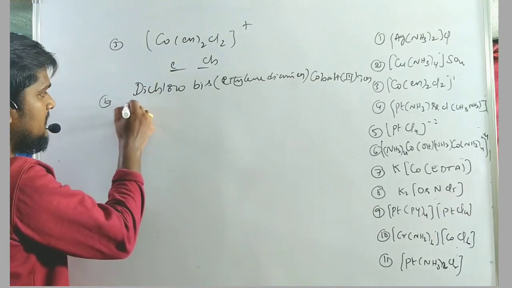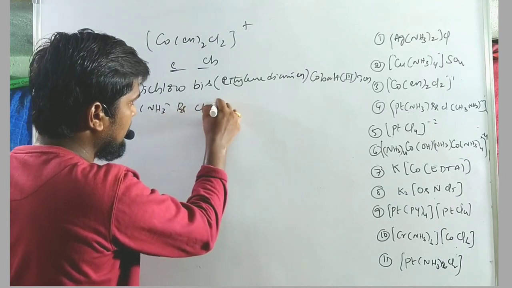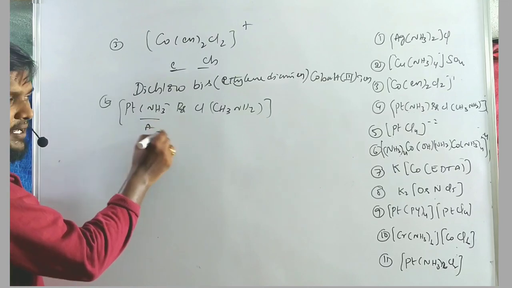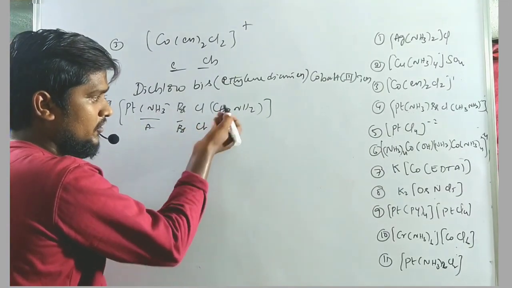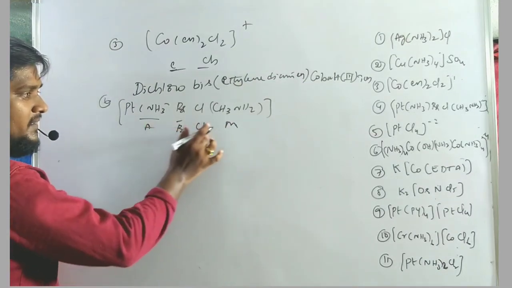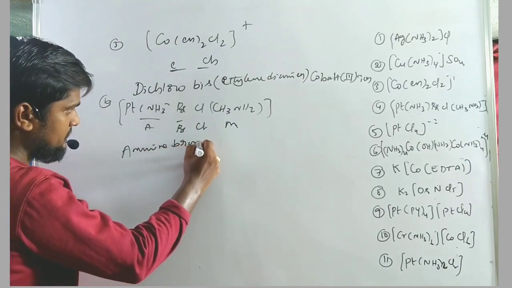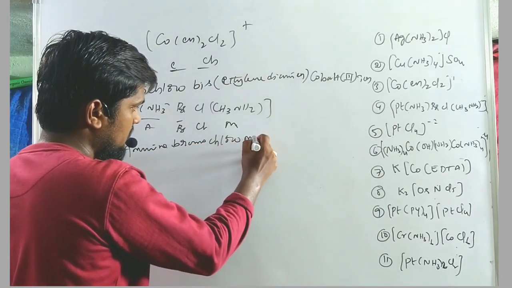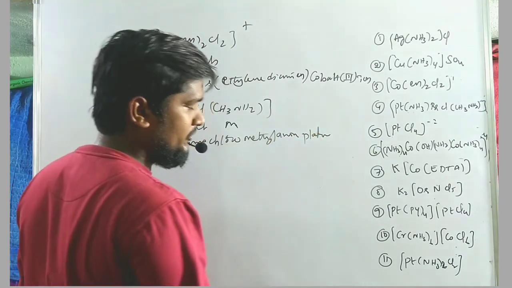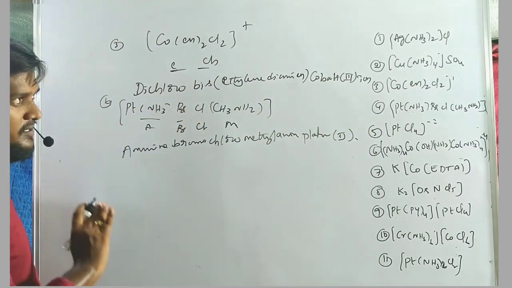Now the fourth example is [Pt(NH3)BrCl(CH3NH2)]. In general, A for ammine, B for bromo, C for chloro, methylamine. So according to IUPAC naming, alphabetical order: A, B, C, M. Like ammine, bromo, chloro, methylamine, platinum. So it is a neutral complex, oxidation state is 2. Neutral one ends as usual, not any ion.